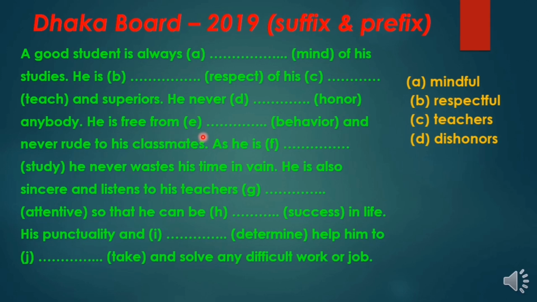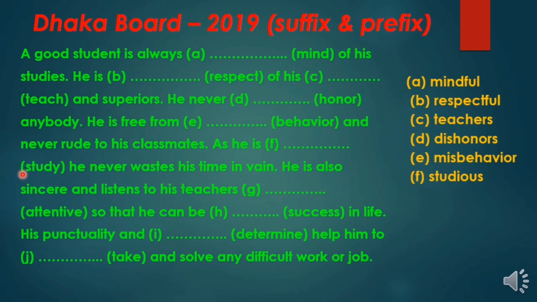He is free from dash behavior and never rude to his classmates. He is free from dash behavior. So here also we need once again an adjective, and we will have to write here as the answer misbehavior. As he is dash in F number, the basic word is study. He never wastes his time in vain. And here the answer will be studious. As he is studious, he never wastes his time in vain.